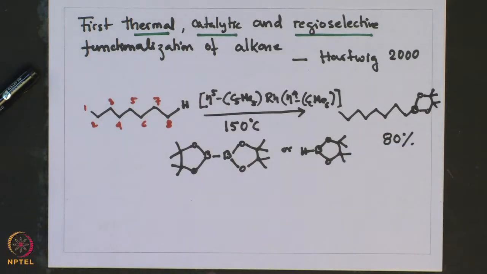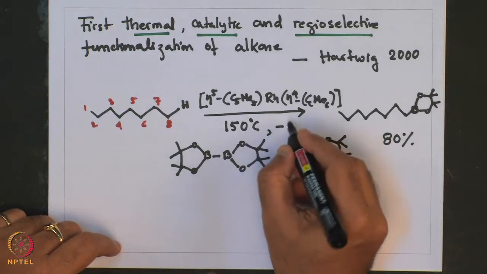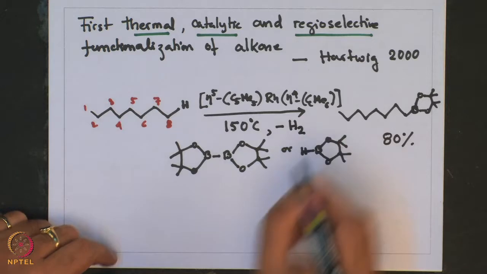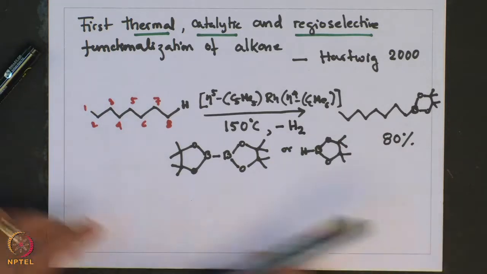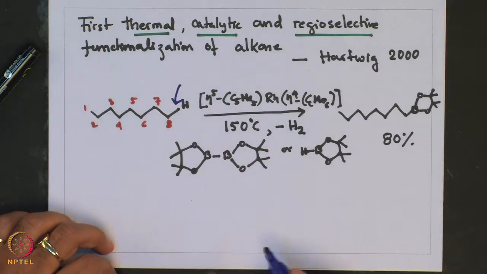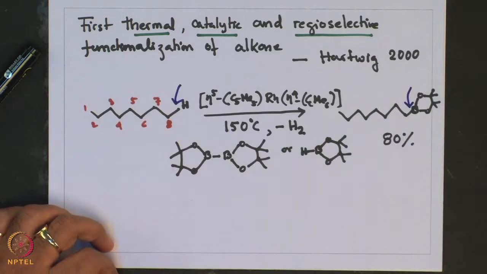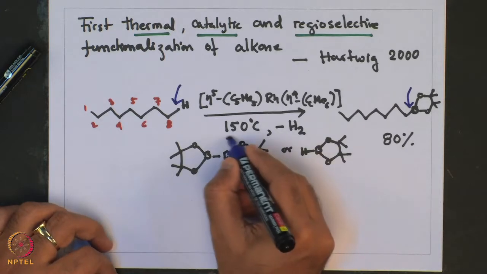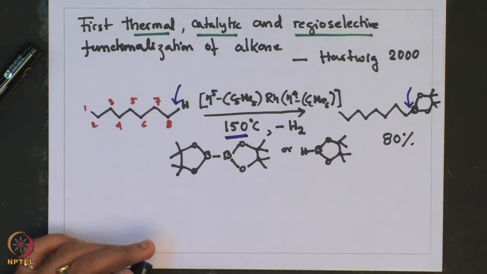And in the process, elimination of hydrogen is observed. So, this reaction has selectivity because only this terminal CH is replaced by the boronic ester, done in a catalytic fashion, and it also requires high thermal conditions.